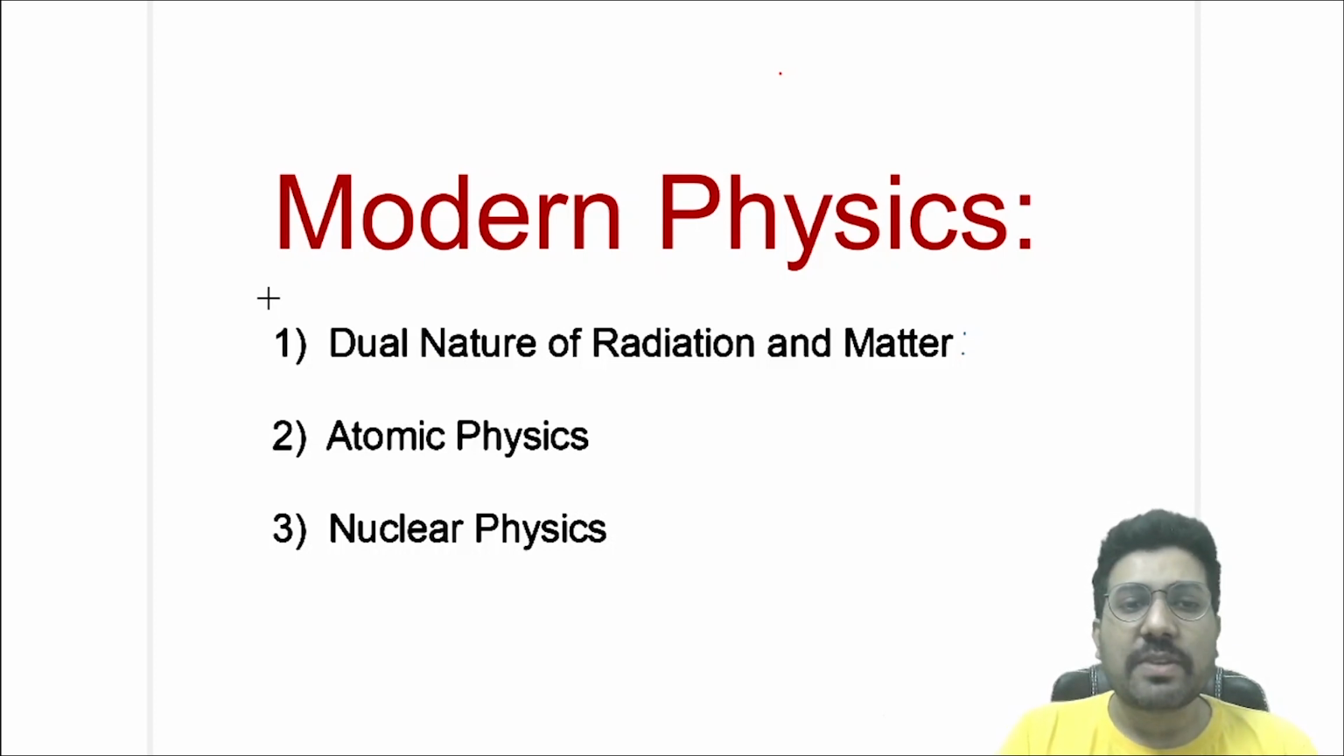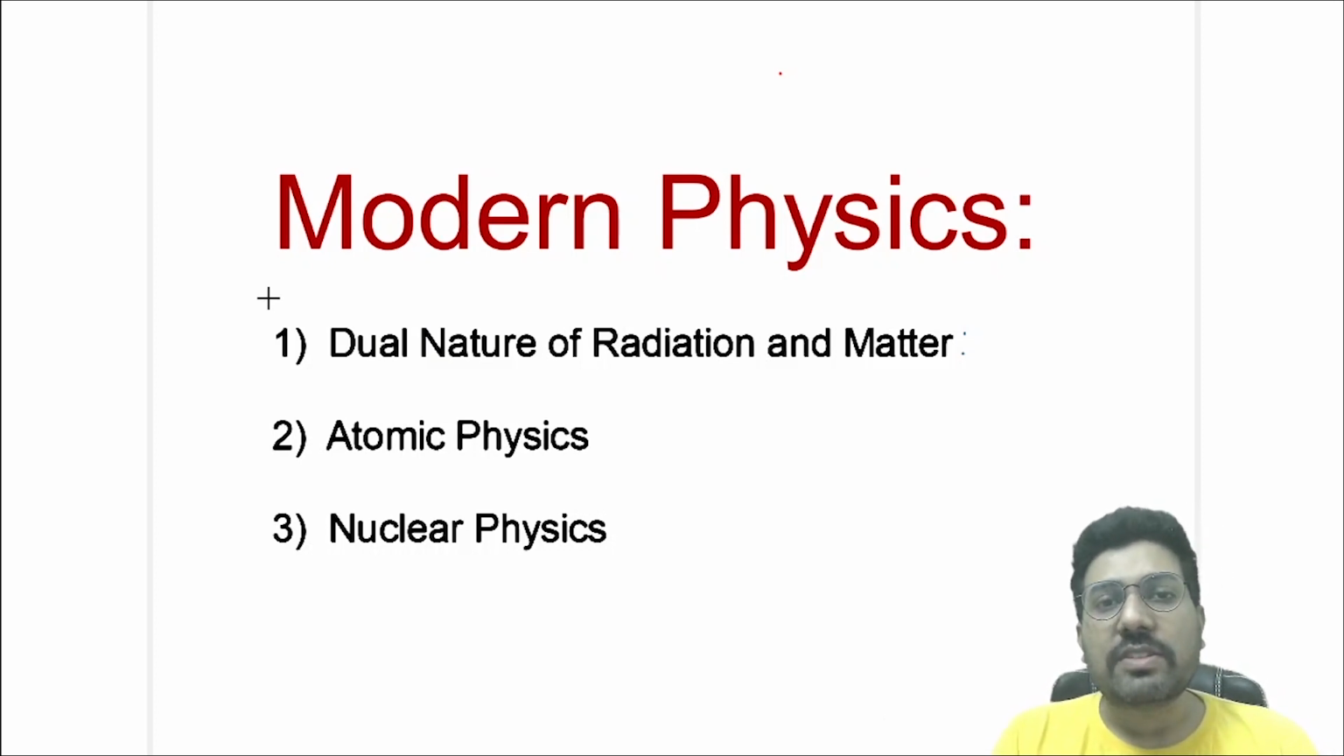The next chapter is atomic physics. In this chapter, we will be discussing the structure of atom, the radius of electron in the orbits, and the velocity of electron in the orbits, and also different models related to atomic structure. The Thomson model first, then Rutherford's model, then Bohr's model.